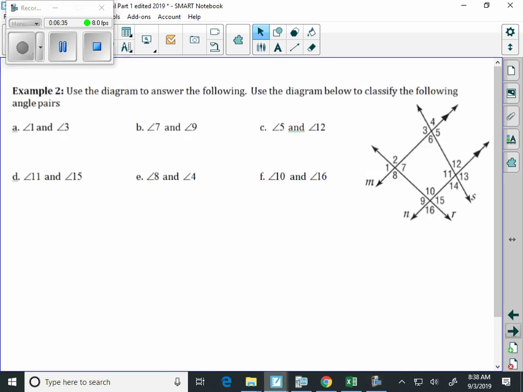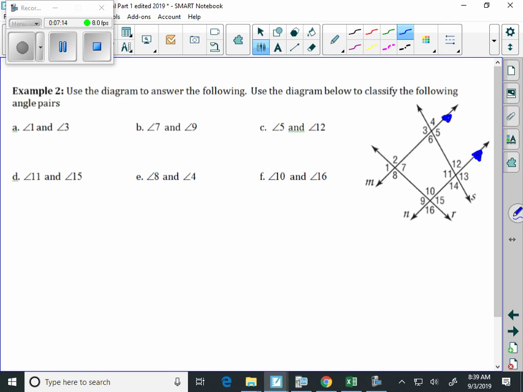So use the diagram to answer the following. And when we go back and look in here, what I might not have done as good of a job with is identifying which ones are parallel. I just want to point out that line M has this little arrow here, and line N has an arrow there, which indicates that those lines are parallel. It's a symbol to indicate that those two lines are parallel. So that might help a little bit when we come over here to identify the different types of lines.